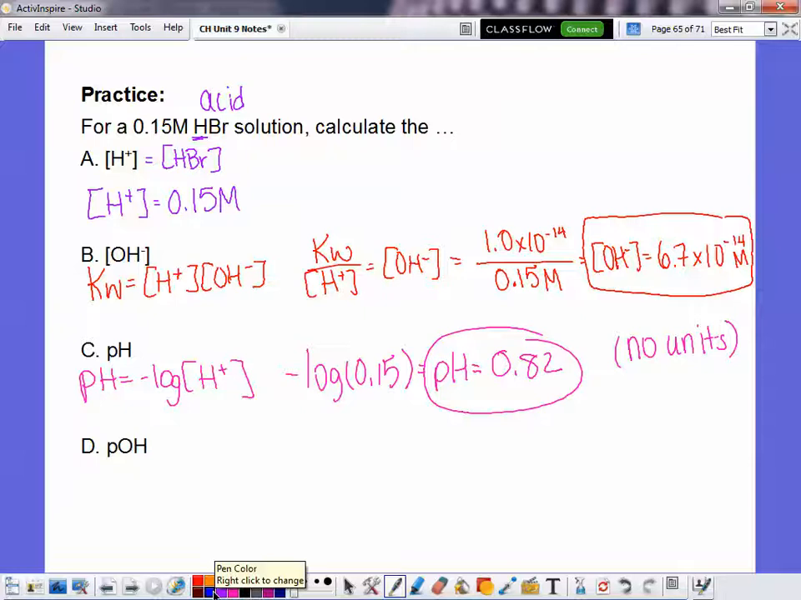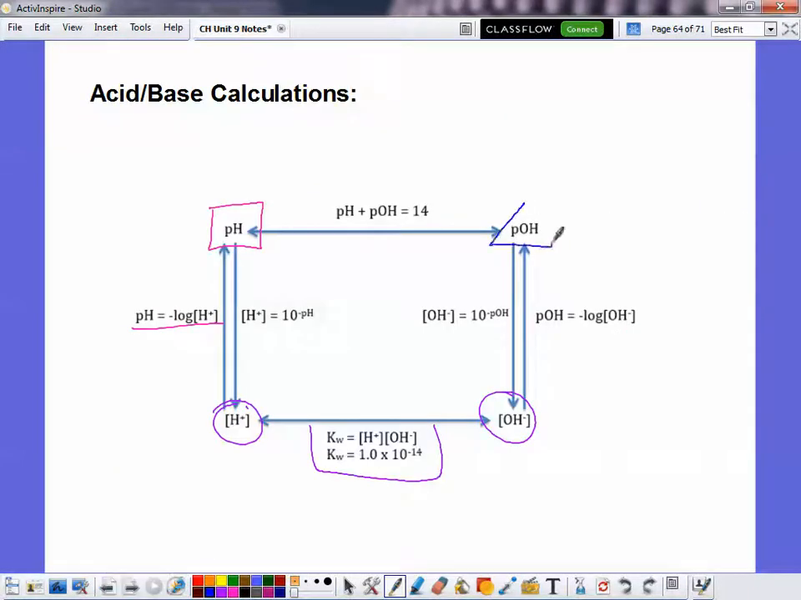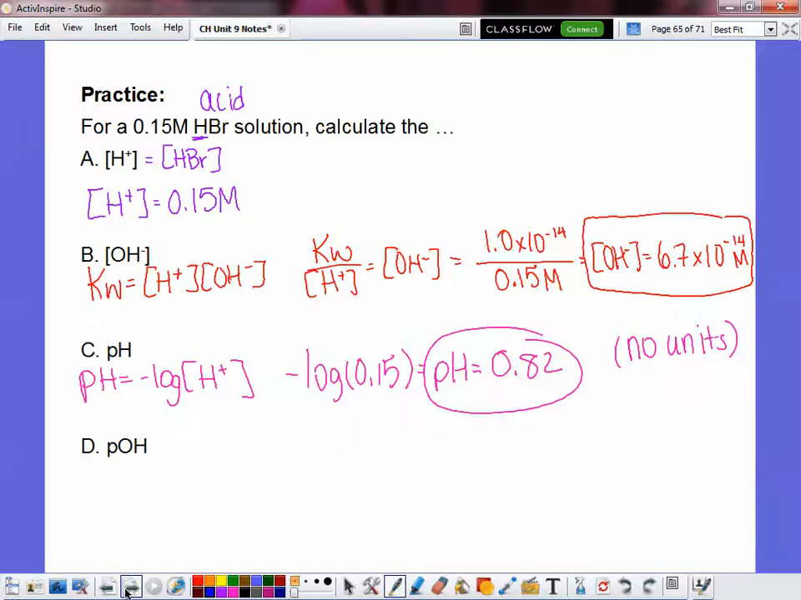And now to find pOH, that's the only one we're missing. To find pOH, how can we get there? We could do pOH equals negative log of OH minus. We could use this. Is there another way? pH plus pOH always equals 14. Okay, so once you have three of them, it's really easy to find the fourth one. You have multiple ways. I'm going to do the top equation, though. The pH plus pOH equals 14.